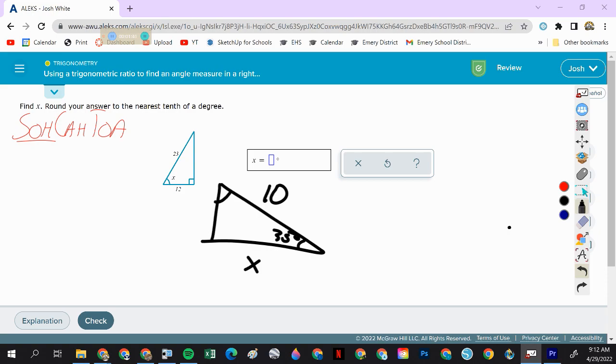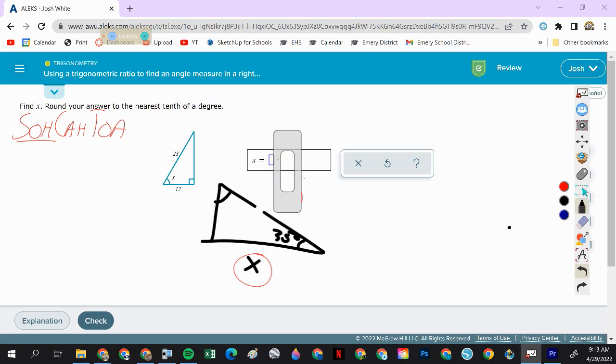What trig ratio do I need to pick to solve for X? Which one is going to use this side and this side? Tangent. Or sorry, cosine. Cosine uses A and H. So we write the cosine of 35 is equal to X over 10. And how do we solve for X? We just multiply by 10. So X is just 10 cosine of 35, and I plug that in my calculator to figure out what it is.